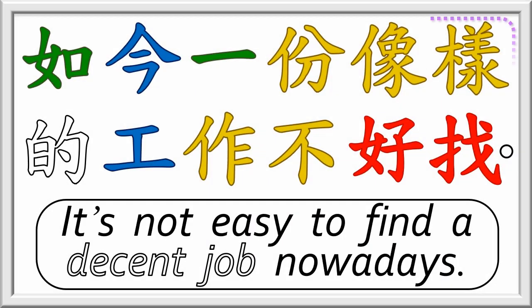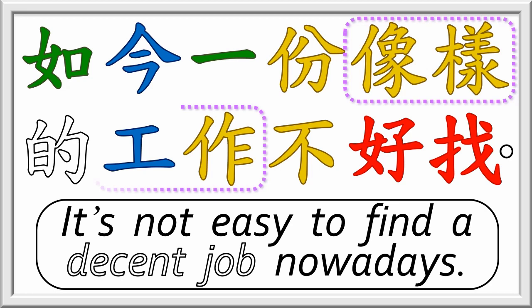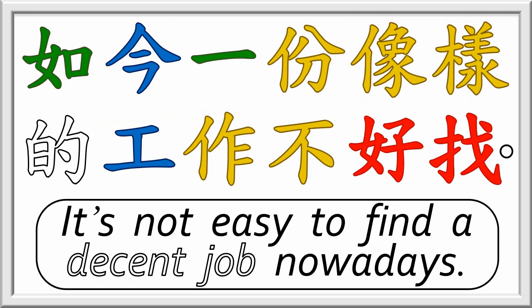工作 is the usual way to say a job, or as a verb, to work. 如今一份像样的工作不好找. It's not easy to find a decent job nowadays. 作用 as a verb means to act upon, as a noun, an effect, function or intention.